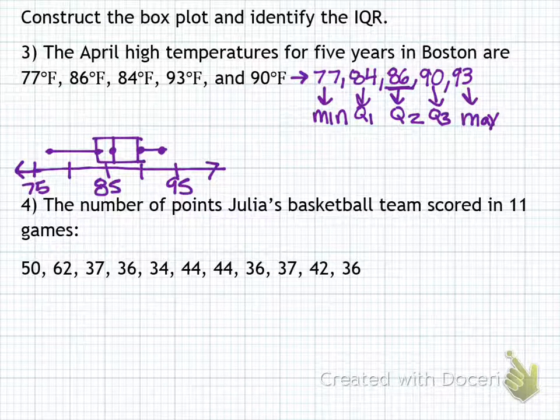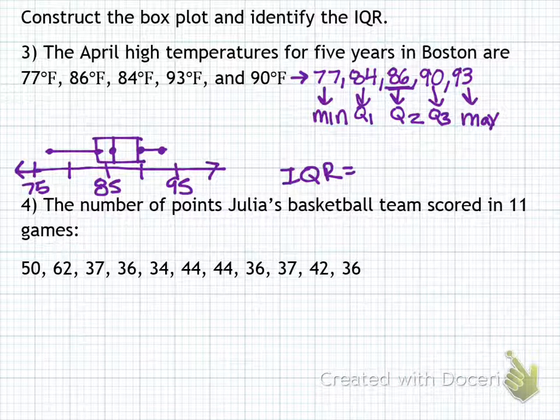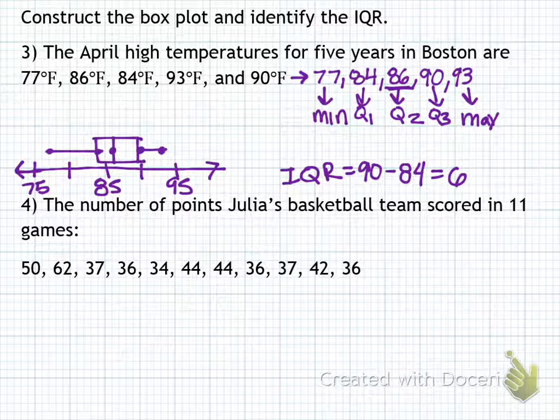Number 4, can we list these from least to greatest? What's the smallest number for number 4? 34. Okay, what's, oh, sorry, back to number 3. I forgot about the IQR. What would the interquartile range be here? Q3 minus Q1. So 90 minus 84, just 6. Okay.